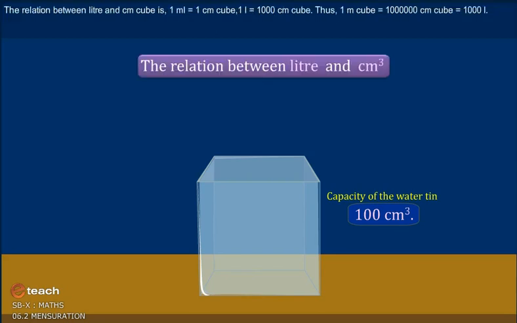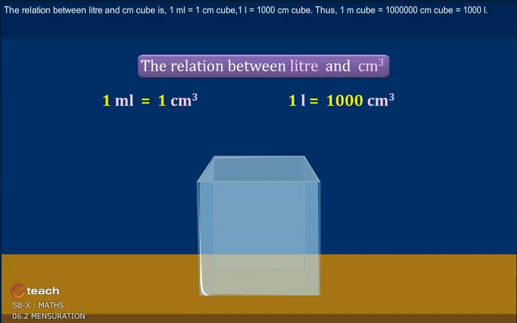The relation between liter and cubic centimeter is 1 milliliter is equal to 1 cubic centimeter. 1 liter is equal to 1000 cubic centimeter. Thus, 1 cubic meter is equal to 10 lakh cubic centimeter, which is equal to 1000 liter.